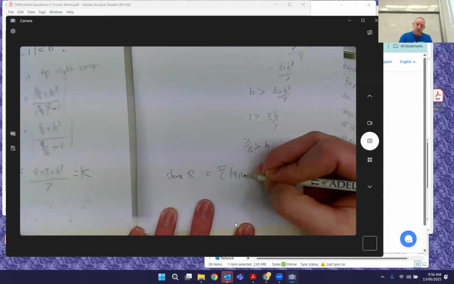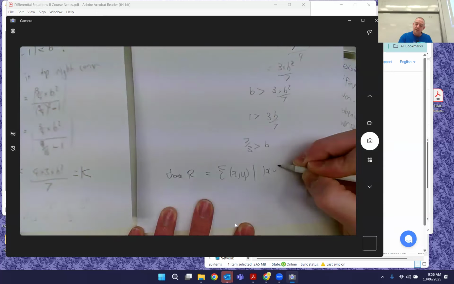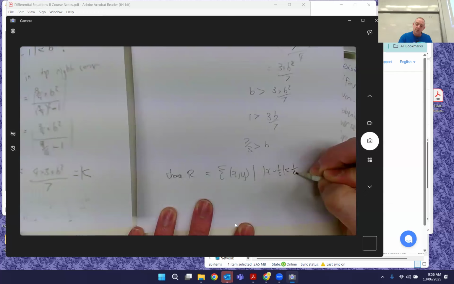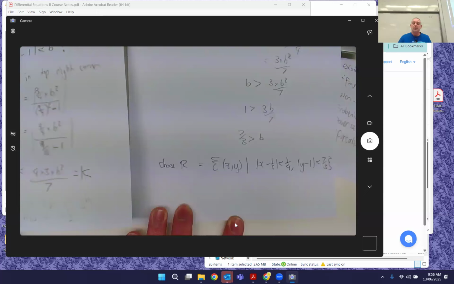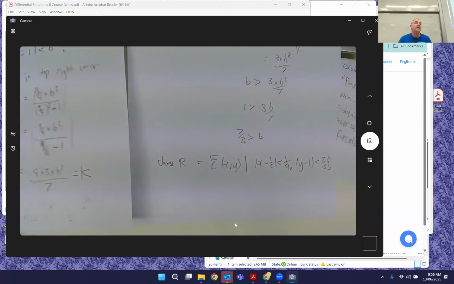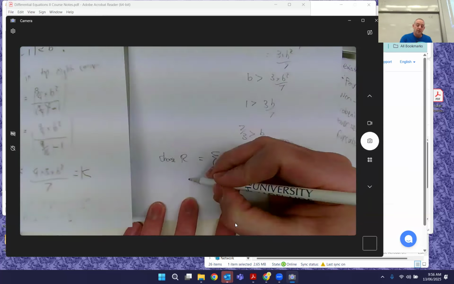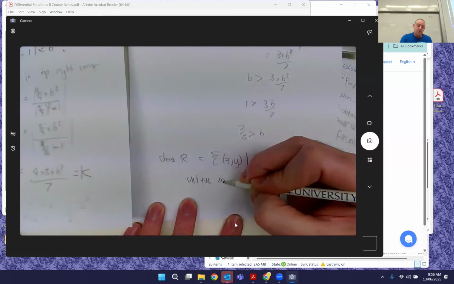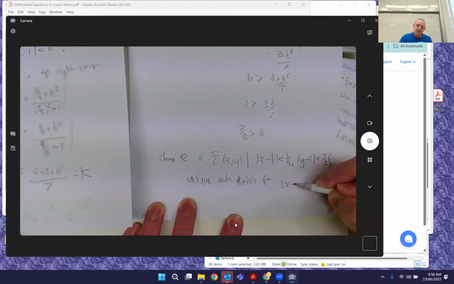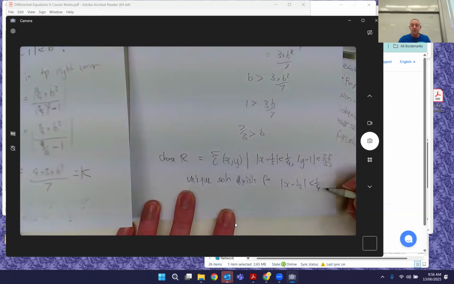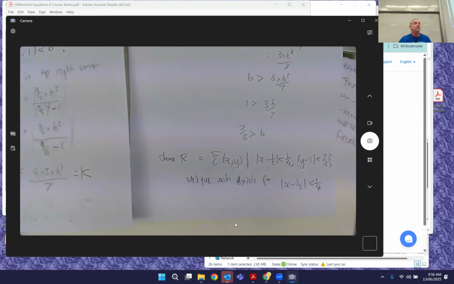Yeah. So it looks like my rectangle, I'm going to choose R to be xy such that x minus 1/2 is less than 1/4 and y minus 1 is less than 7/3. And then I'll be able to use, and then a unique solution exists for x minus 1/2 is less than 1/4. That allows me to get the widest possible x if I restrict my y's to that domain. I'm puzzled by that. That's okay.